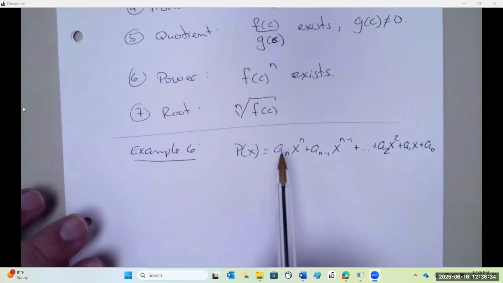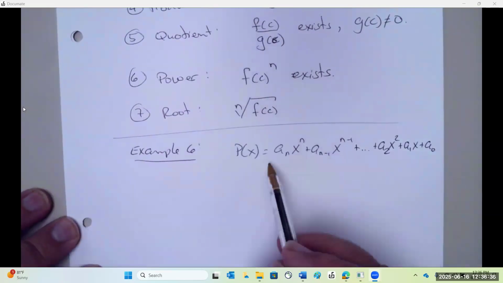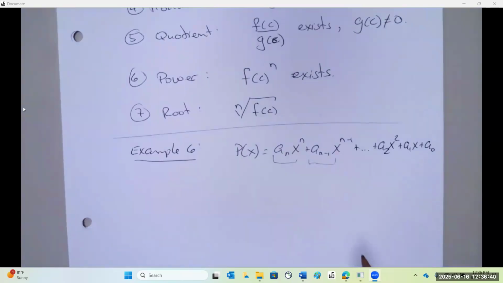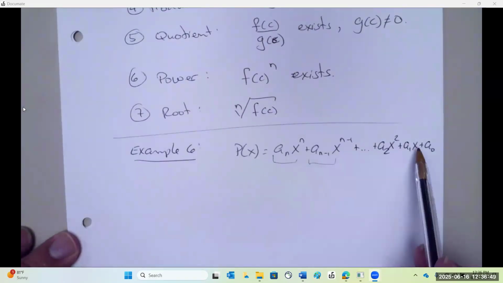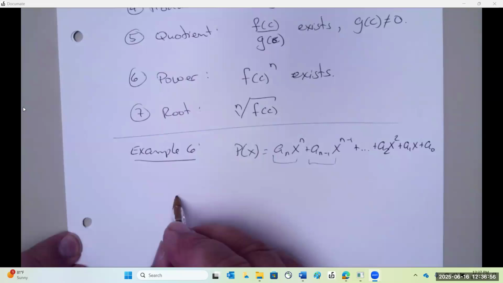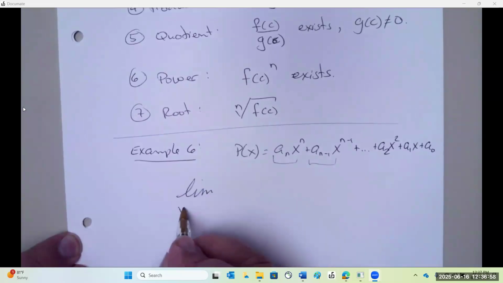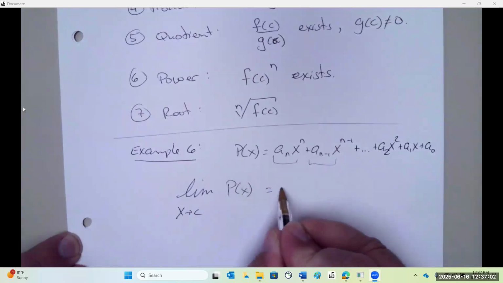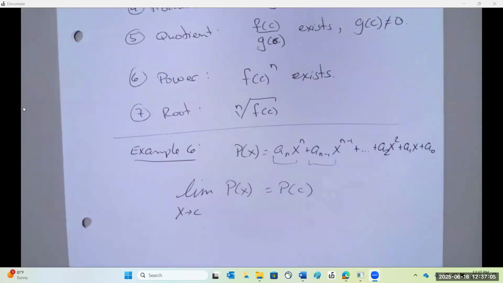Because of the sum rule, each of these pieces is a constant multiple times x. Well, x, you can plug in c in there and take a power of it. So by definition, the sum or difference of a bunch of continuous pieces is continuous. So we know here that the limit as x approaches c of any polynomial is simply that polynomial at c.